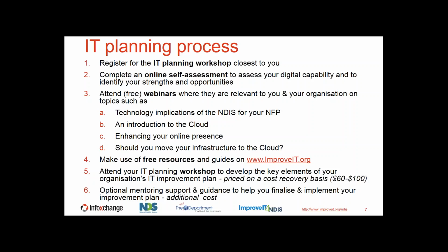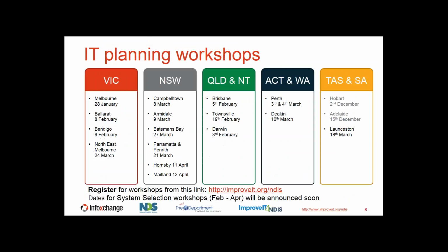And those workshops, while they're not free, they're priced on a cost recovery basis. So depending on the actual venue, they're generally priced at around about $60 to $100 per person, just covering lunch and a bit of venue hire. And each of the prices are shown on the website. The mentoring and support guidance to help you finalise and implement the improvement plan, that's available at additional cost. And if you're interested in that, what we find is that some organisations only require a little bit, others are keen to have extra, and so happy to talk to you about that at any stage as well.